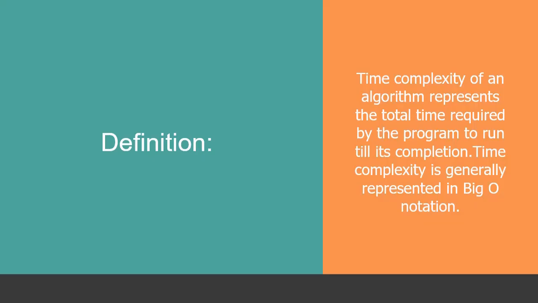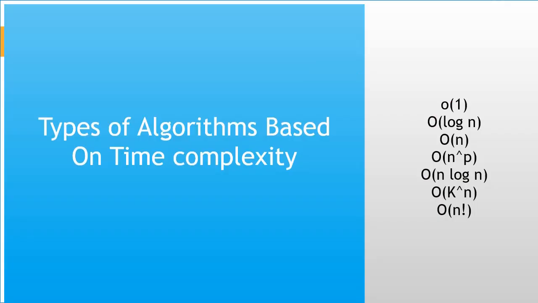Okay, so let us firstly come to the definition of time complexity. Time complexity of an algorithm is just the representation of the total time required by the program to run till its completion. That is the running time taken by the program to be completed. Generally the time complexity is represented in big O notation. So now let us see the types of algorithms classified based on time complexity.